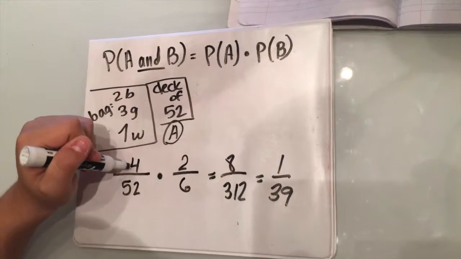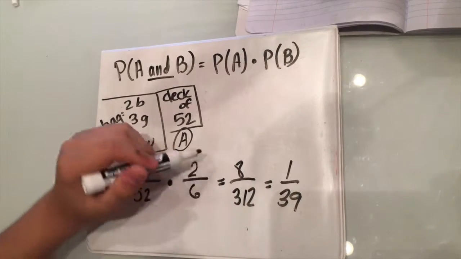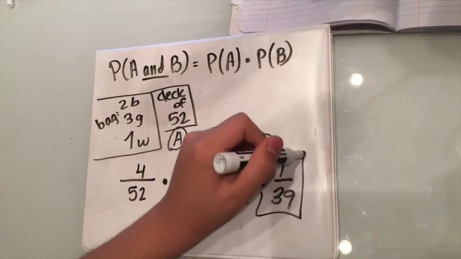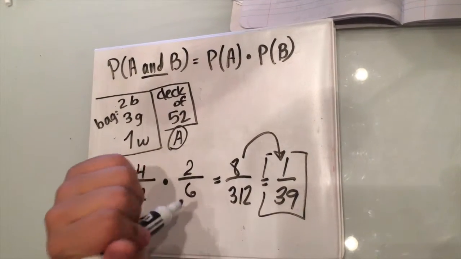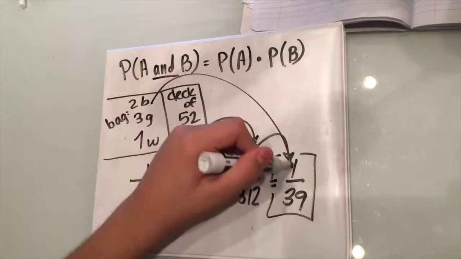So now all we have to do is multiply through. So 4 times 2 is 8, and 52 times 6 is 312, which simplifies to 1 over 39. This means there's a 1 in 39 probability that you will get an ace and a blue.